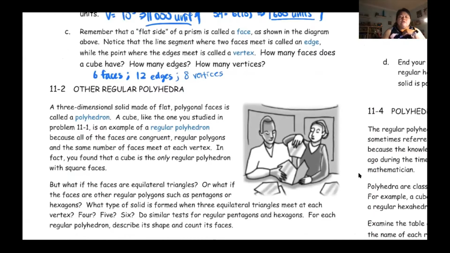But what if the faces are equilateral triangles? Or what if the faces are other regular polygons such as pentagons or hexagons? What type of solids is formed when 3 equilateral triangles meet at each vertex? When 4 triangles meet? When 5 triangles meet? When 6 triangles meet?